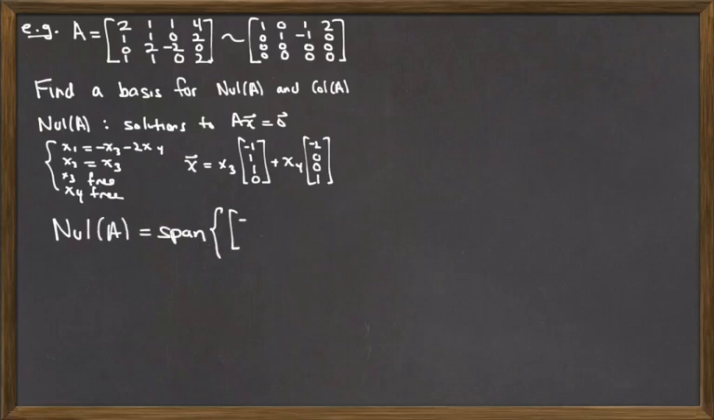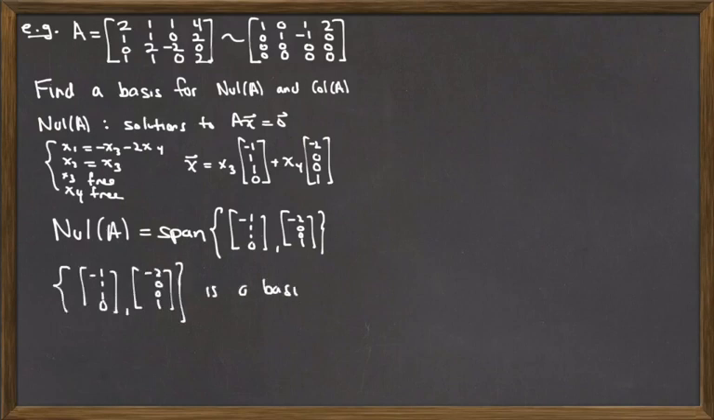What that tells us is the null space of A is the span of those 2 vectors. Everything in the null space is a linear combination of them. But moreover, they're linearly independent, and therefore this set of 2 vectors is a basis for the null space of A. Finally, the dimension of the null space is 2 because there are 2 vectors in my basis.